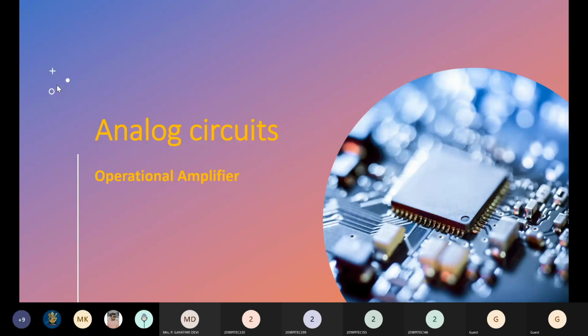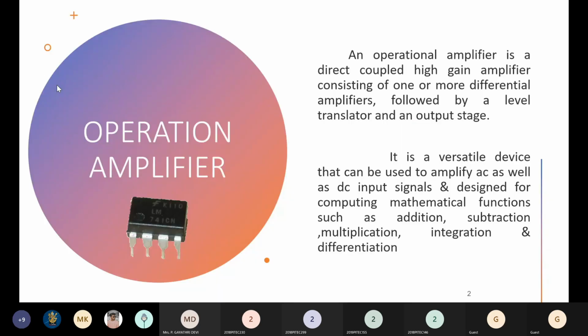So today we are going to see the introduction of op-amp, basic circuits, what we have inside op-amp, and we are going to start with the applications of op-amp too. We'll see some basic concepts and then we'll move on with the problems. Hope my screen is visible. So first, let us start with the introduction.